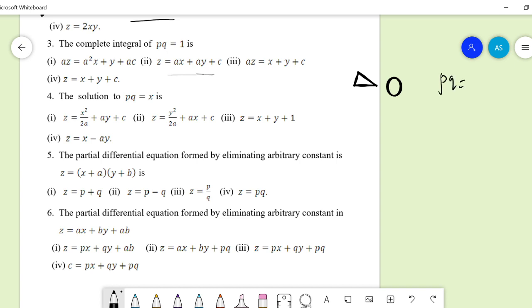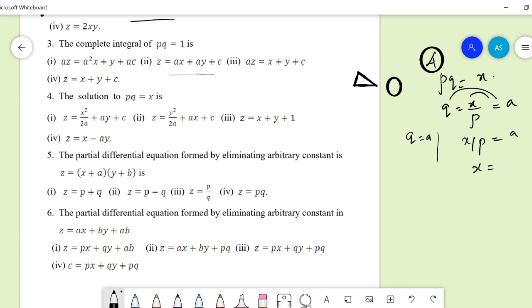Now pq equals x. This is question number 4. q equals x by p, and equate finally to the constant. So now q equals a, x by p equals a. Then x equals, and p value is x divided by a equals p value.